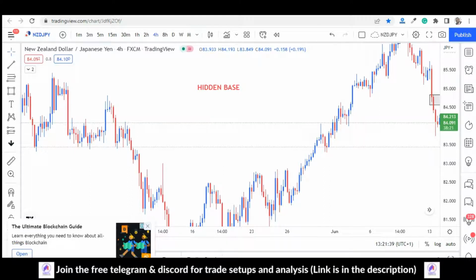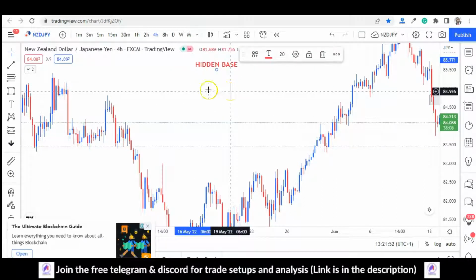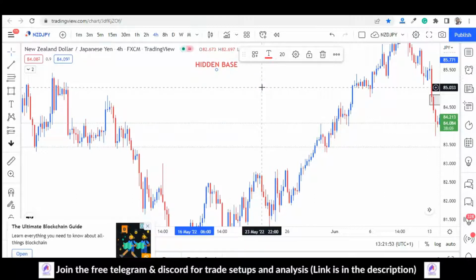Hello traders, in today's video we'll be going through a particular point of interest that is least talked about, which is the hidden base. This is a demand and supply concept. So what do I mean by hidden base? But before I explain what a hidden base is, I would like to explain what supply and demand is.